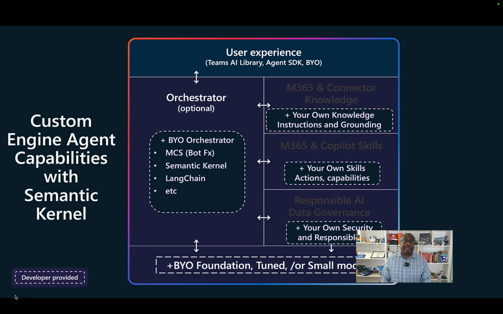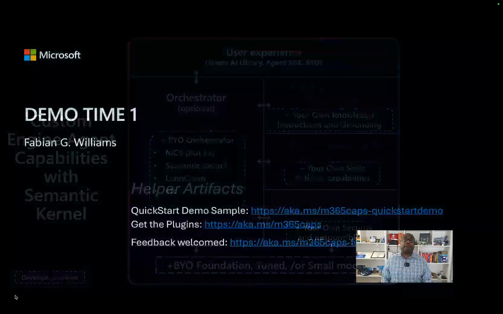Now, by integrating CAPs with Graph API and Semantic Kernel, developers can build responsive systems that adapt to their workflows in M365 environments and beyond, a theme that we're hearing more and more.